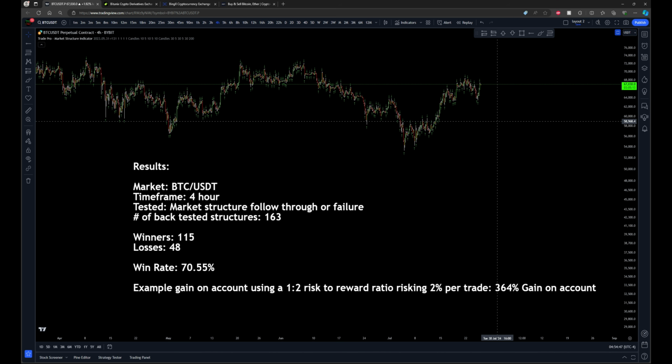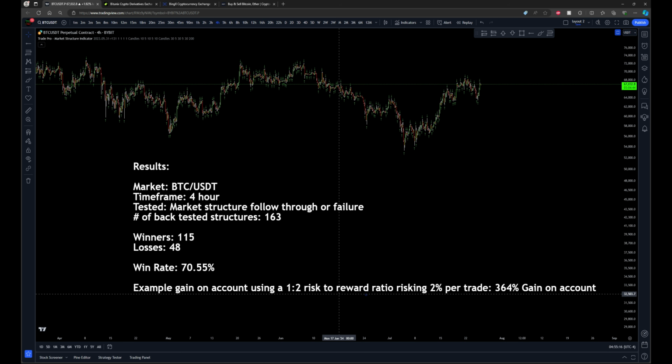An example gain on the account figure. If you were using a 1-to-2 risk to reward ratio and risking 2% of your account equity per trade, that would equate to a 364% gain on the account over this series of specific trades. So obviously this isn't an exact strategy for entry and exit and risk to reward ratio. I'm just testing, assuming if the structure is going to continue or break down.